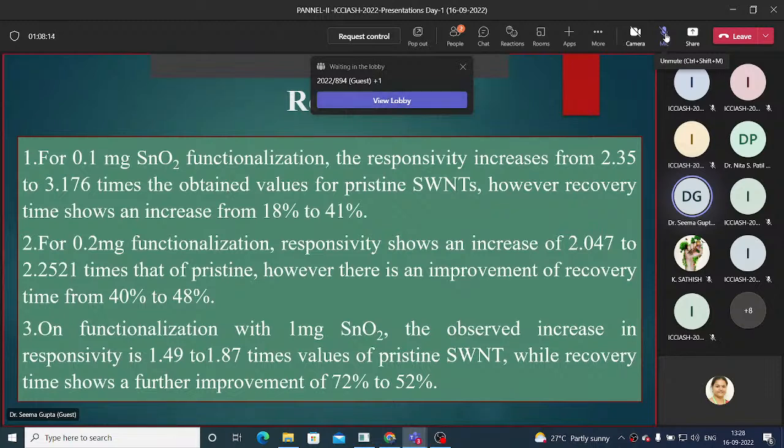So our results are that when we functionalize with 0.1 mg SnO2, the responsivity increases from 2.35 to 3.17 times the observed values for pristine. However, recovery time also shows an increase from 18% to 41%. And for 0.2 mg functionalization, responsivity shows an increase of 2.04 to 2.25 times that of pristine. However, there is an improvement of recovery time from 40% to 48%. Improvement means recovery time is decreasing. And for 1 mg functionalization, the observed increase in responsivity is 1.49 to 1.87 times the values of pristine. However, recovery time shows a further improvement of up to 72%.